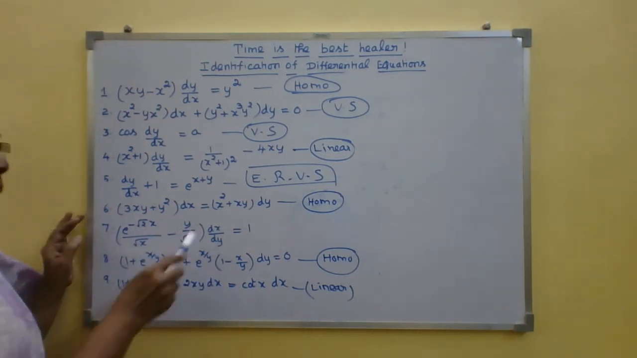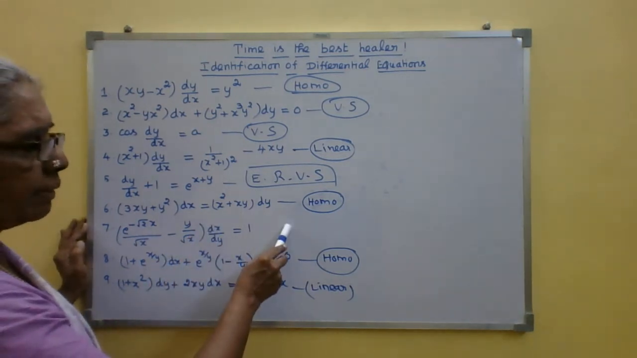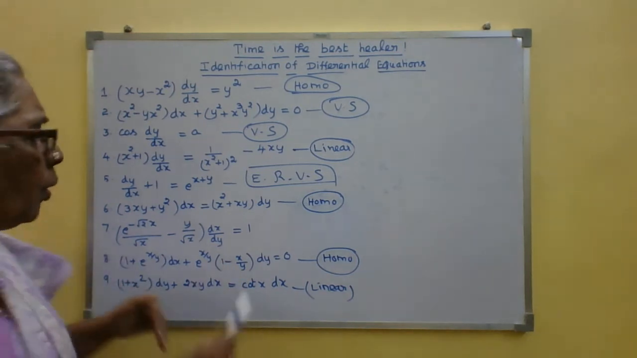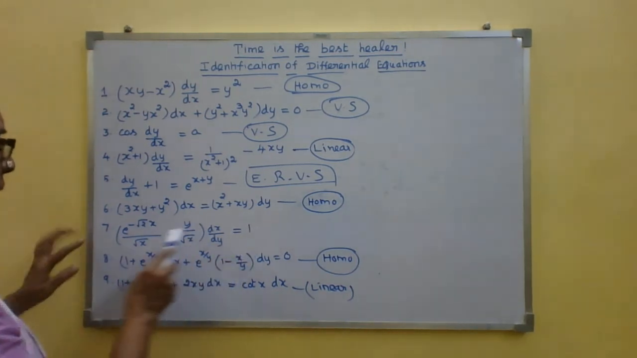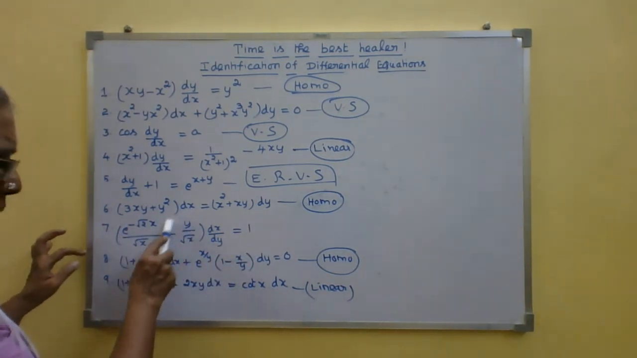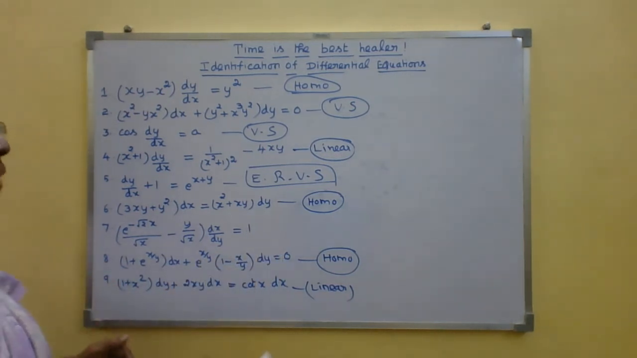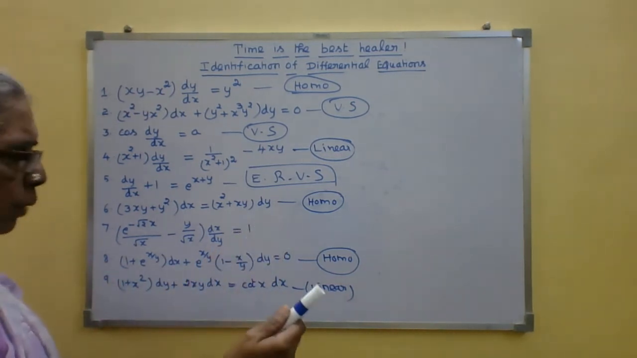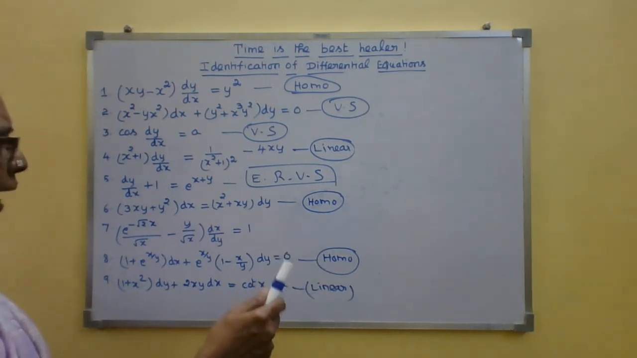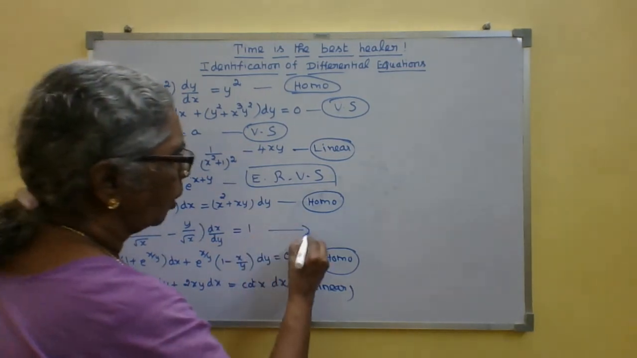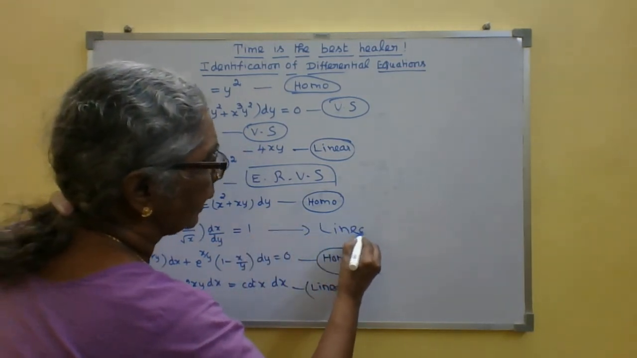So now you bring this dx by dy to the other side. That will become dy by dx, correct? So you will get dy by dx equal to this one. Now take this term to the other side. So it will become again a linear, of the format dy by dx plus py is equal to q, where p and q are functions of x. So this also belongs to linear.